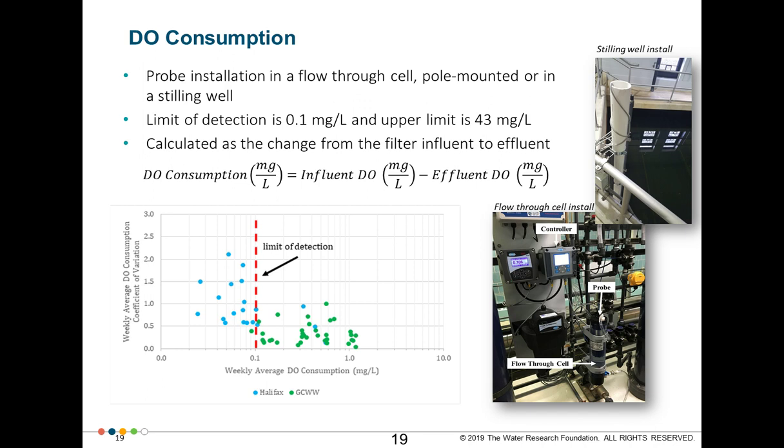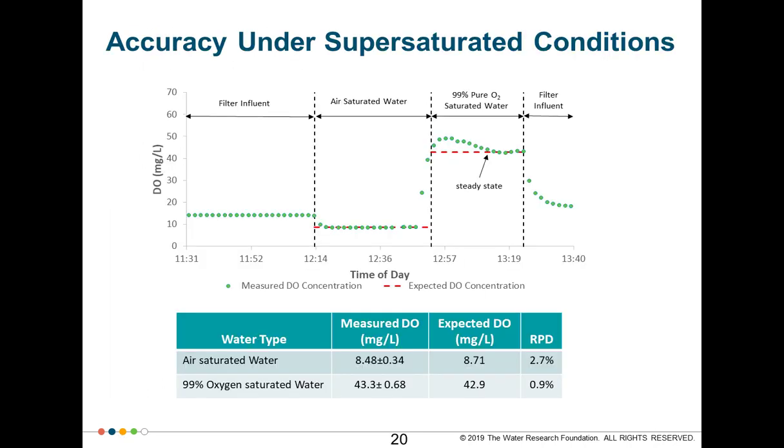Regarding the upper limit, we had some questions on that since the controller displays 20 milligrams per liter as an upper limit. Any concentration that's higher than that is just reported as 20 milligrams per liter. But if you download the data from the controller, it actually records concentrations that are a lot higher. So we did some testing, I'll show that in just a second, but confirmed that the upper limit is 43 milligrams per liter.